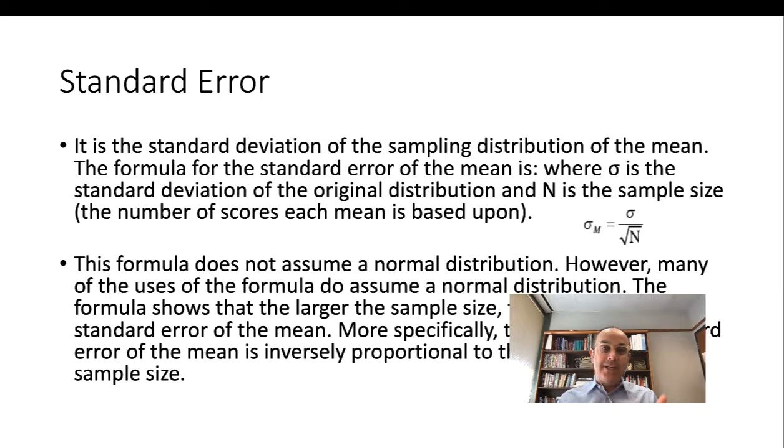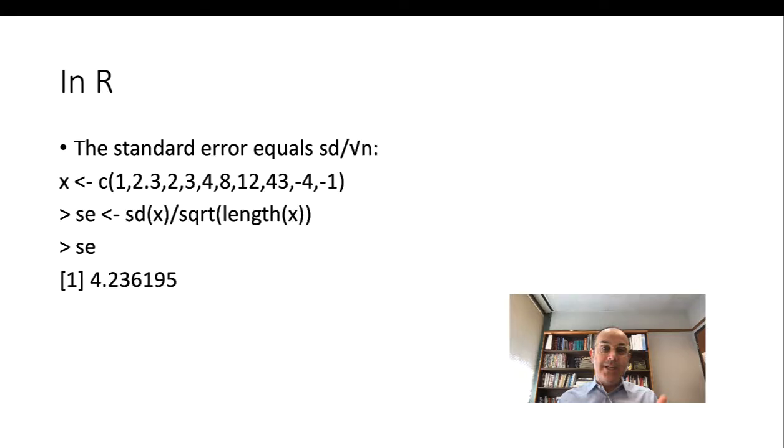The last issue that we need to talk about is the standard error. It is the standard deviation of a sample distribution of the mean, and the formula for the standard error of the mean is sigma divided by the square root of n, where sigma is the standard deviation of the original distribution and n is the sample size. The formula does not assume that there is a normal distribution. There are many uses of the formula in order to assume a normal distribution. This formula shows that the larger the sample size, the smaller the standard error of the mean. More specifically, the size of the standard error of the mean is inversely proportional to the square root of the sample size. Okay, in R, how do we measure the standard error?